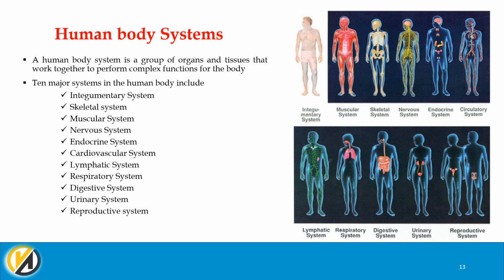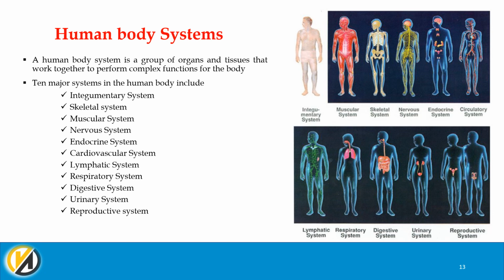Integumentary system, which includes the skin, the hair, nails, and internal and external environment. The skeletal system, the muscle system, nervous system, endocrine system, cardiovascular system, lymphatic system, respiratory system, digestive system, urinary system, and reproductive system.